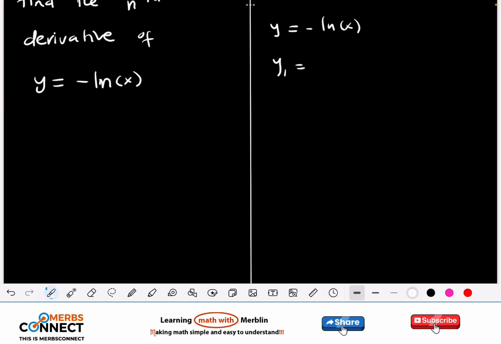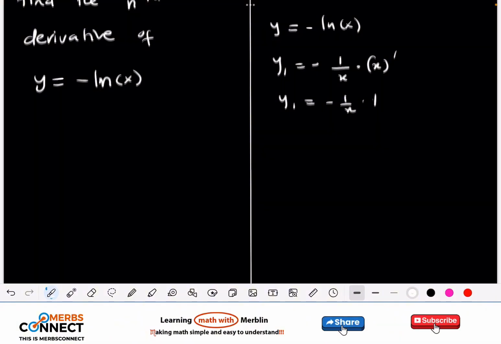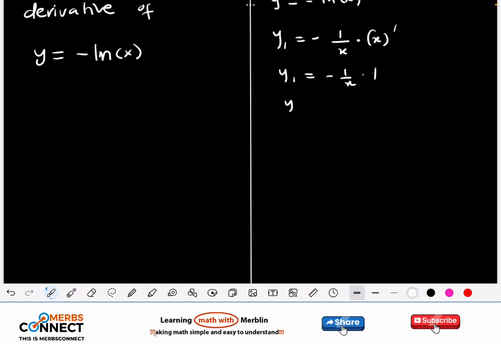Now what you need to know is when you want to differentiate a log function, let me just bring the minus here. A log function is 1 divided by what is inside the parenthesis, times the derivative of what is inside the parenthesis. So what is inside the parenthesis is x, so times x derivative. The prime there means I'm differentiating the one in the bracket. So y1 will be minus 1 over x. Then when I differentiate x, I'll get 1. So y1 is equal to minus 1 over x, which is the same as minus x to the power minus 1. So that's what I'm going to get.